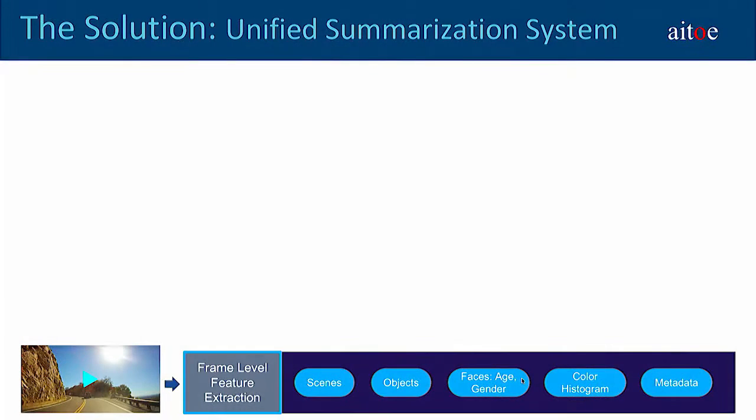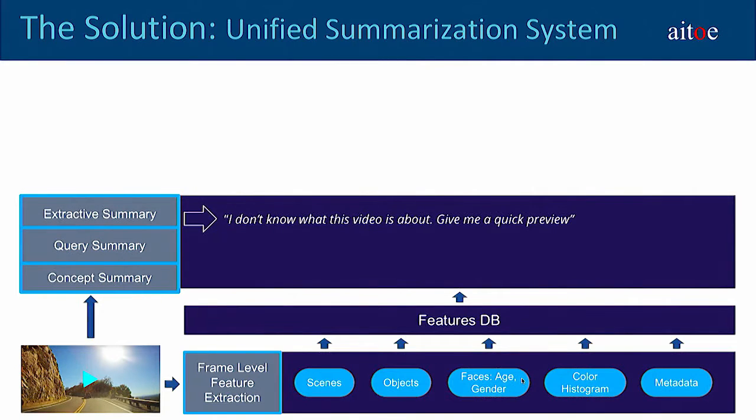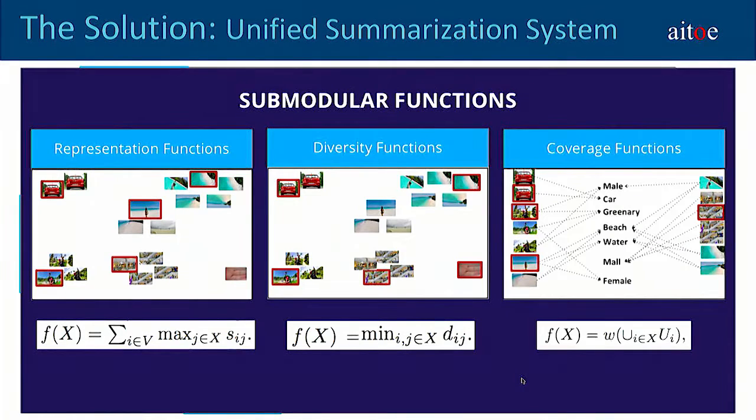A video is submitted to the pre-processing unit, which does a frame-level feature extraction using deep models like scenes, objects, faces, etc. These features get stored in the features database, and then the video and the features get submitted to the summary system. The summaries we generate have three flavors: an extractive summary, which is an auto-generated video summary, a query summary, which is based on a user-given input, and a concept summary, which is a summary over some high-level concept like scenes, objects. And here's a bucket list of algorithms we use.